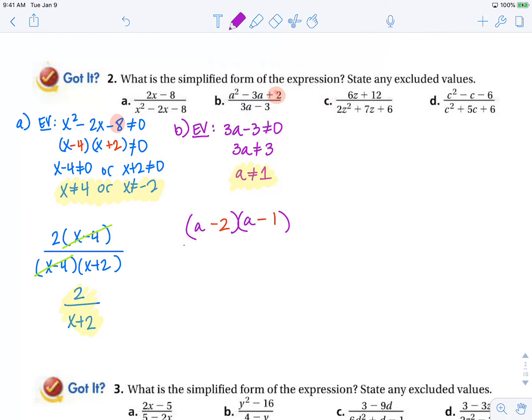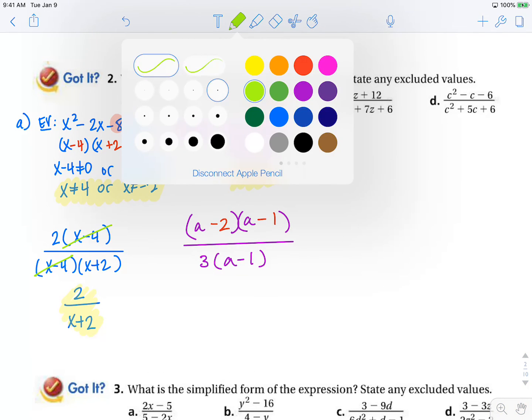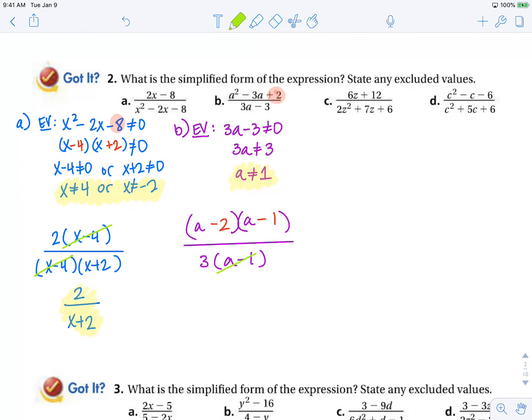And then our denominator has a GCF of 3, and that leaves a minus 1. So now I can cancel this common binomial factor, and we're left with a minus 2 over 3, as long as a does not equal 1.